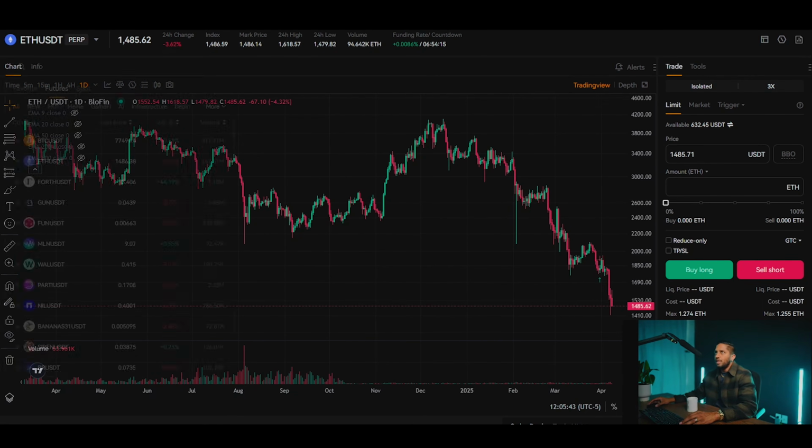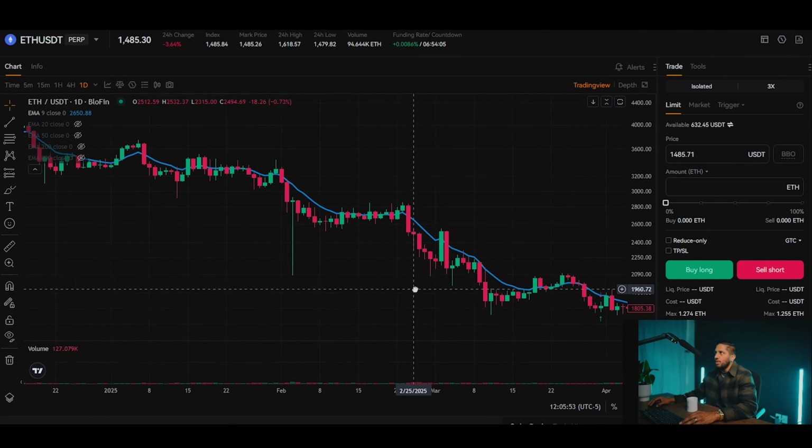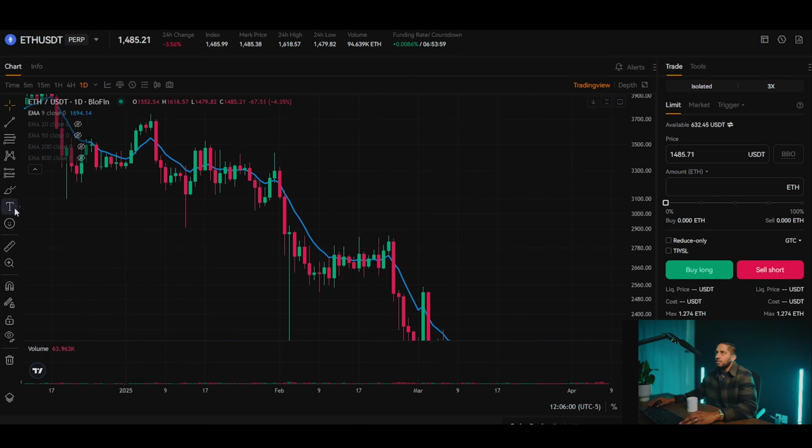So right here, I have the ETH USDT chart. What we want to do is go ahead and activate the 9 EMA. Right now, we're on the daily chart. So what we want to do is go ahead and zoom in so you guys can get a better look at what's happening here. For example, right here, let's go ahead and get my marker.